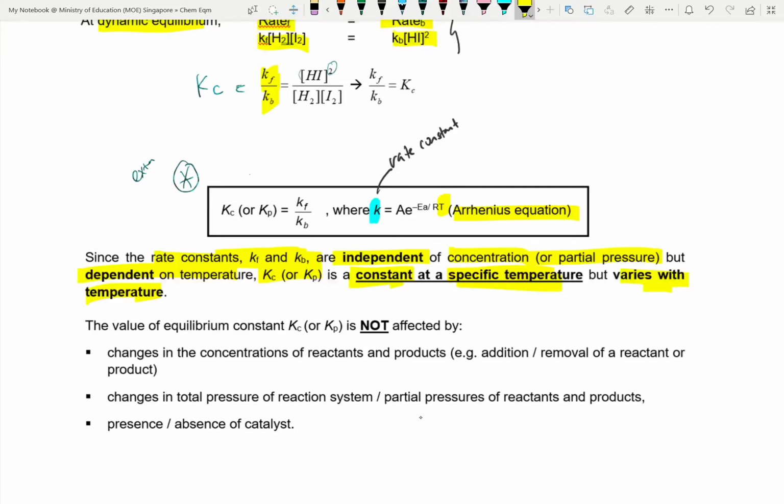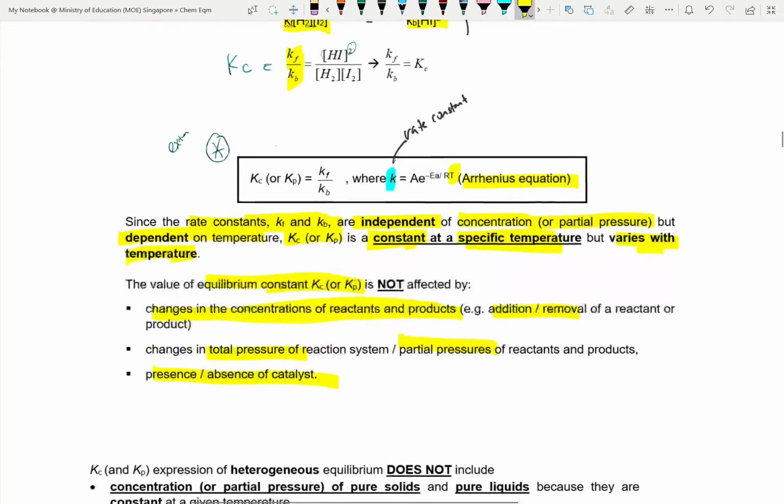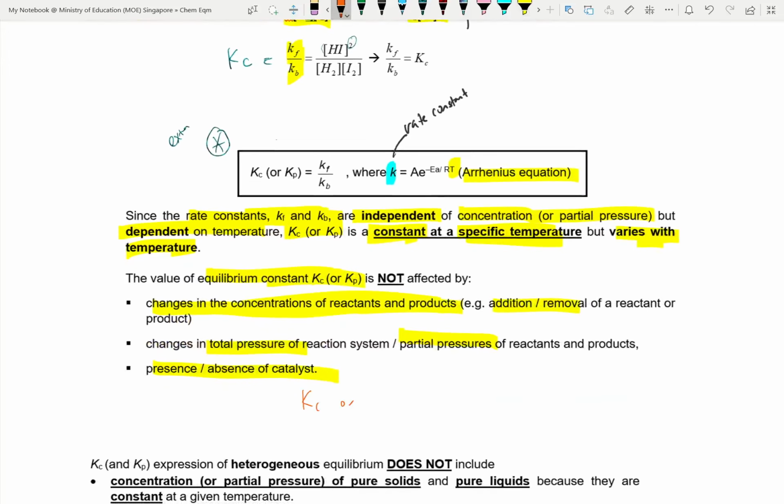Can? So you must remember that Kc and Kp are constants. They are not affected by any change in concentration of the reactants and products. They are not affected when you add or remove any reactants and products. Kc will be a constant value. It doesn't change with pressure, it doesn't change with partial pressure, and it doesn't change with the presence or absence of catalyst. So you must remember Kc or Kp only changes with temperature.